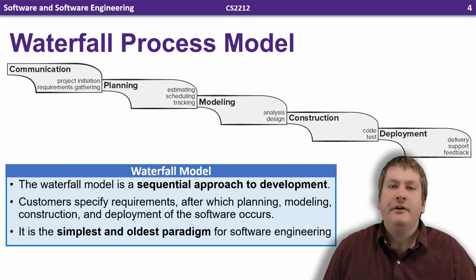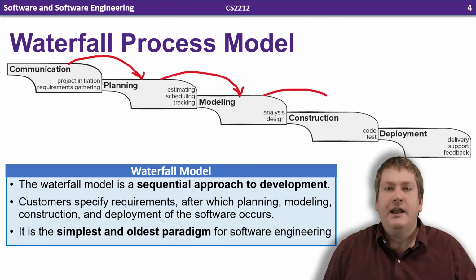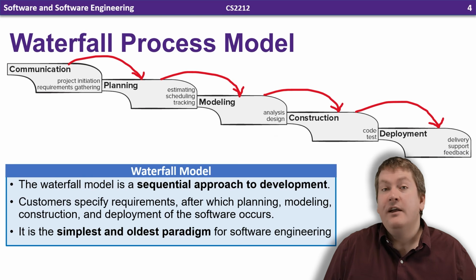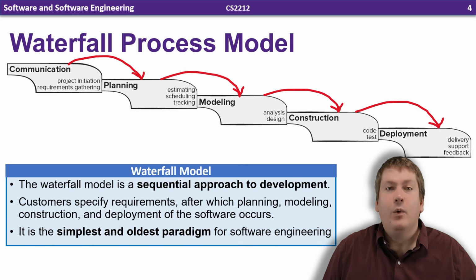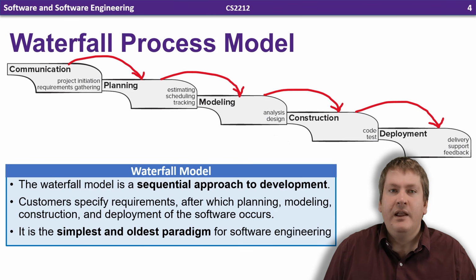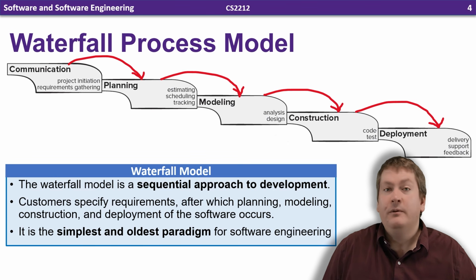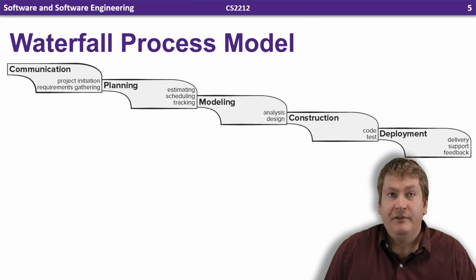In this waterfall model, activities happen sequentially, each flowing downward to the next. So communication leads into planning, which leads into modeling, and so on until deployment. This downward-only flow is the reason that we name this the waterfall model. It's one of the simplest and oldest models in software engineering, but does have a few problems.